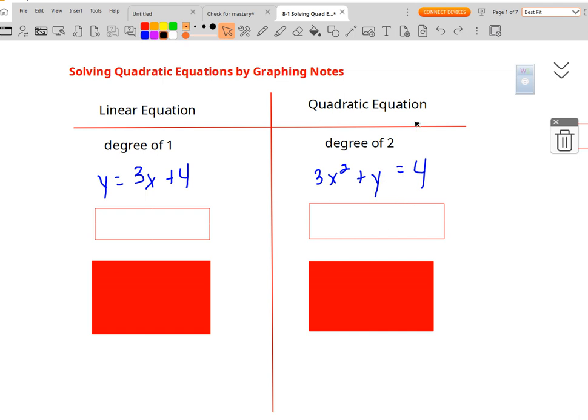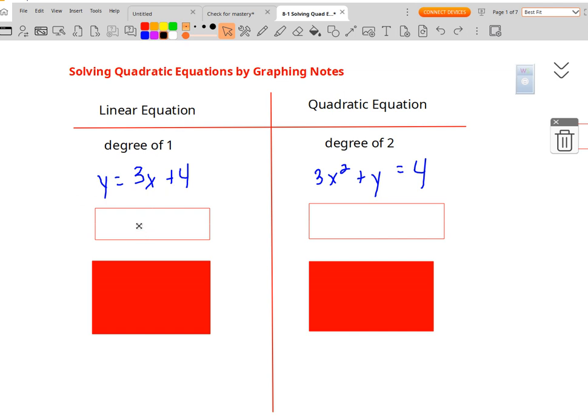If it's a quadratic equation, one of the variables is always going to have an exponent of 2. If it's a linear equation, there cannot be an exponent other than 1 on the variable. Does that make sense, Jacob? Does that make sense, Armani?